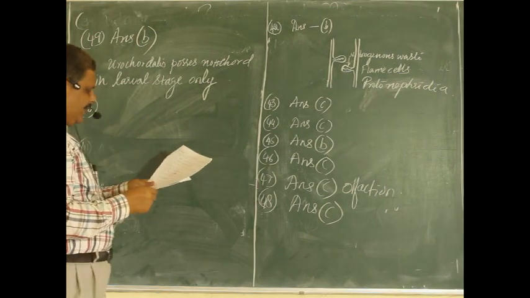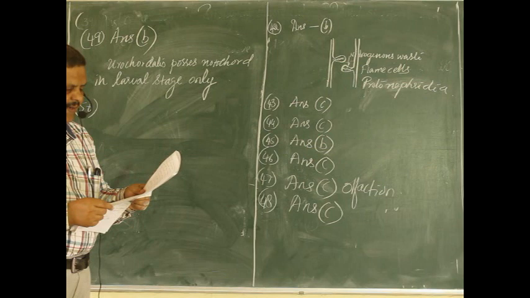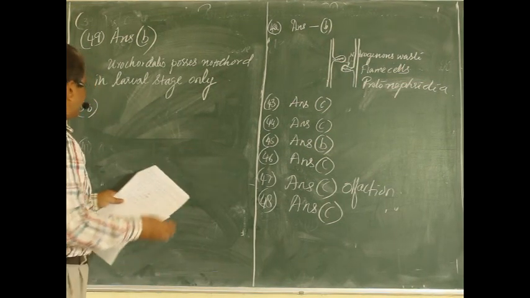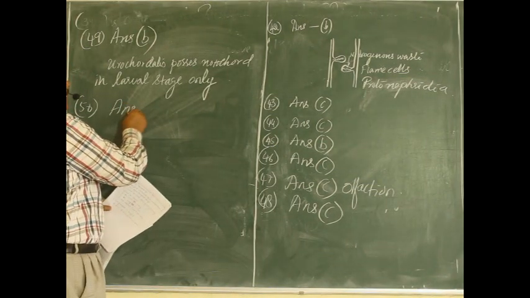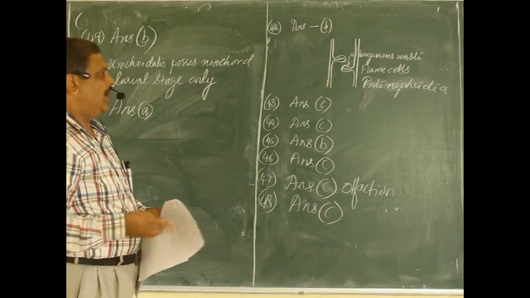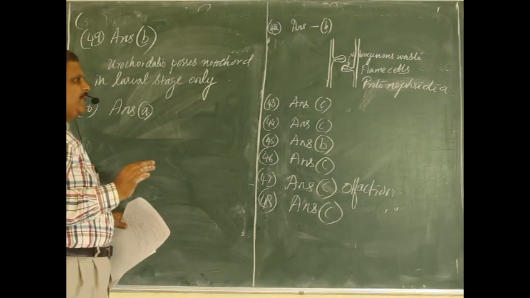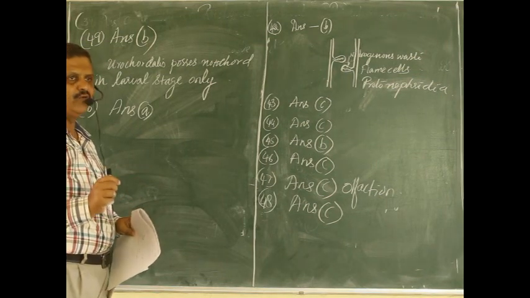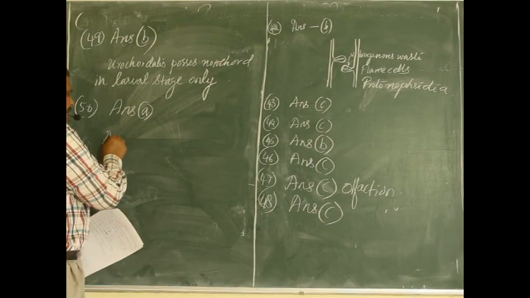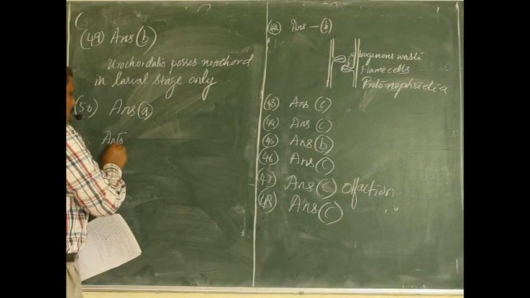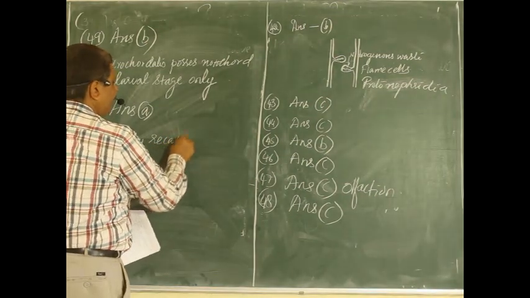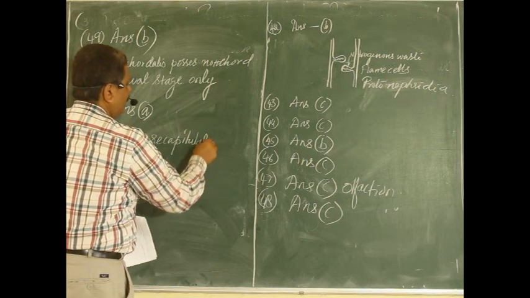Question number 50. The tusk of elephant is a modified incisor, canine, premolar or molar. It is incisor. Answer A. In this particular video, my statement may be a little confusing for you, where the correct statement is ontogeny recapitulates phylogeny.